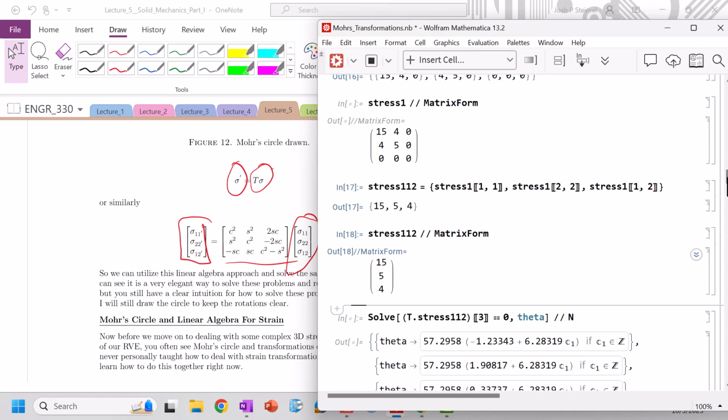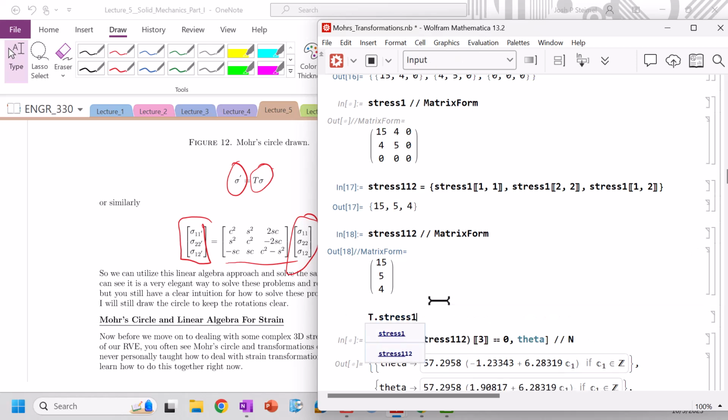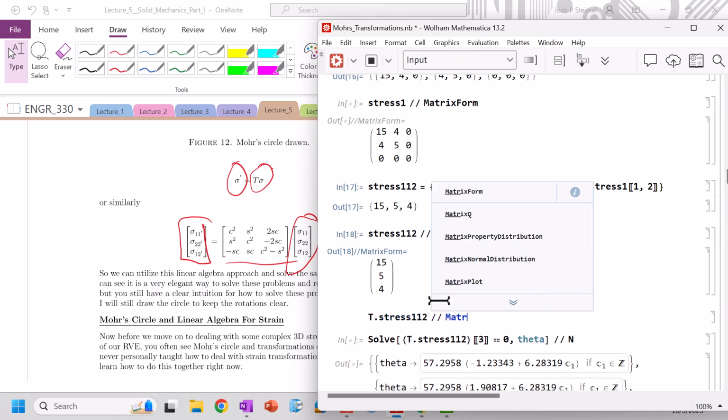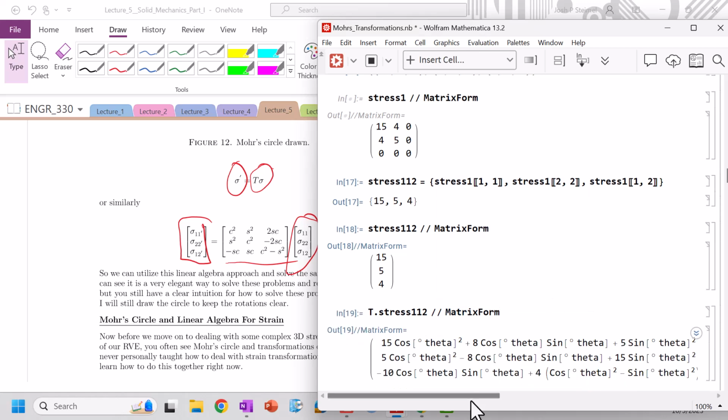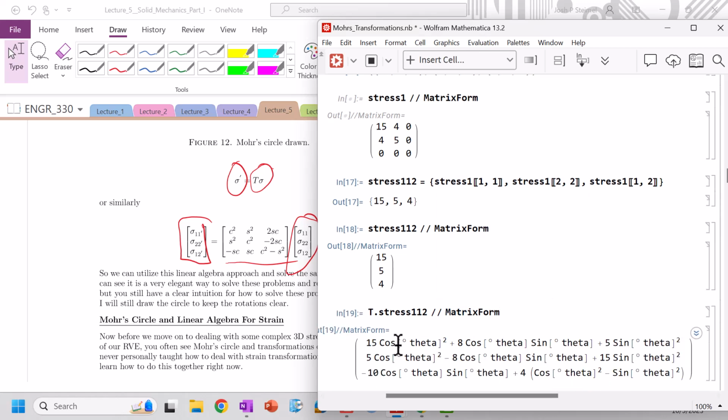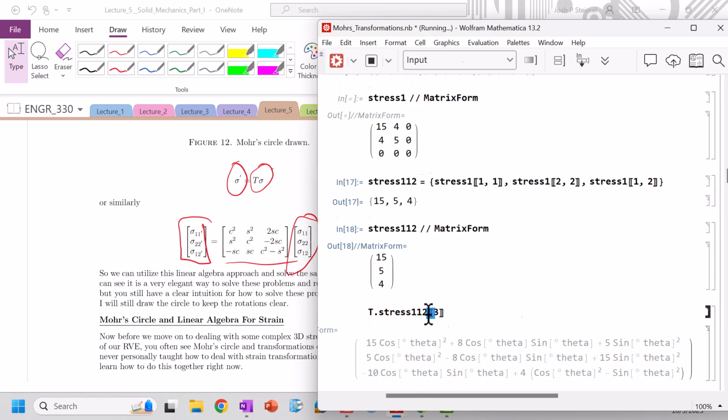Now, let's start to ask ourselves the question, what is the rotation to get to that principal stress state? Well, if I do T dot stress 1, 1, 2, in matrix form, you see that I get 3 components. Again, this would be my sigma 1, 1 right here. This would be my sigma 2, 2. This would be my sigma 1, 2 prime. So if I'm in my principal stress state, I know that this value, the third equation here, needs to be equal to 0.